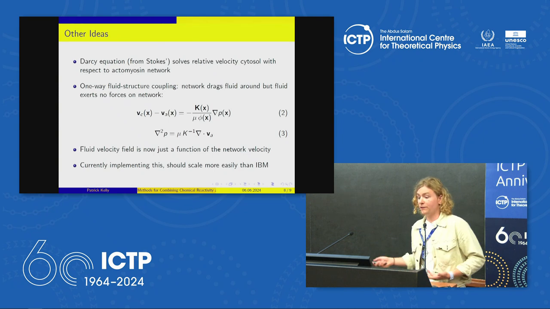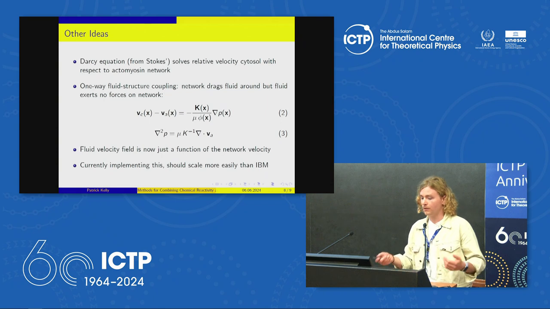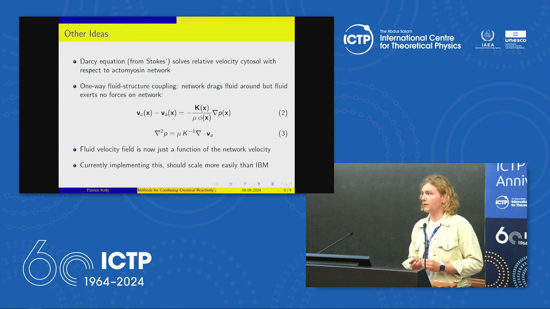Unfortunately, this is a one-way fluid structure coupling. Basically, the network drags the fluid around, but the fluid exerts no forces on the network. So the fluid velocity is purely a function which updates instantaneously as the network changes configuration. We're currently implementing this, and it should be easier to scale and easier to implement than the immersed boundary method, which will be a little trickier.